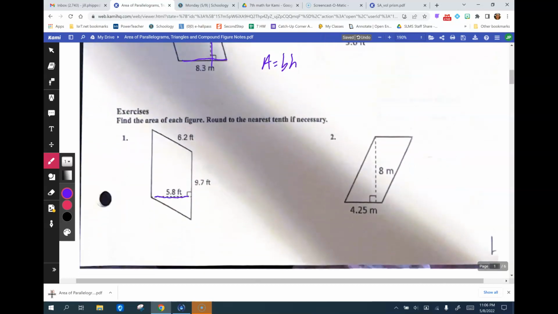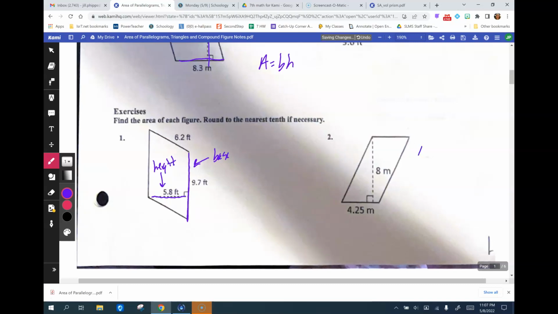Sometimes your height is on the side, but you always look to see what it is perpendicular to. Whatever it's perpendicular to, that's your base, and the segment that's perpendicular, that's your height. Okay, you can all multiply base times height. I don't need to go over that with you.